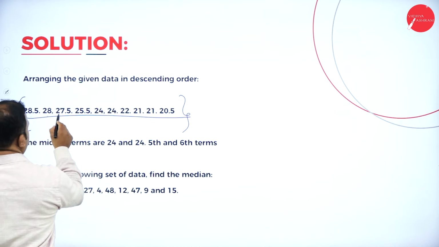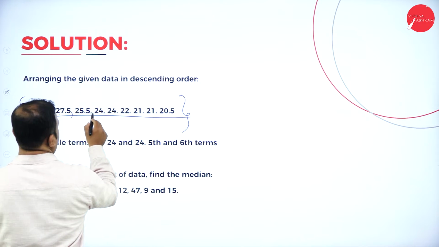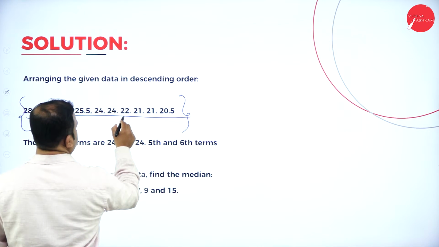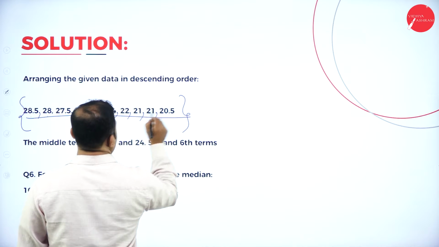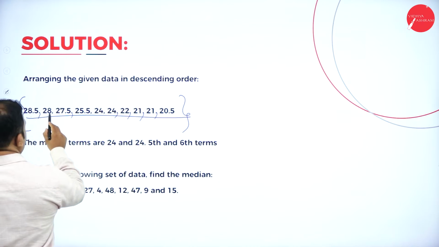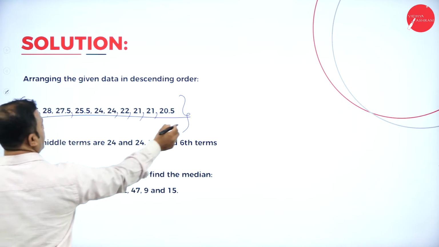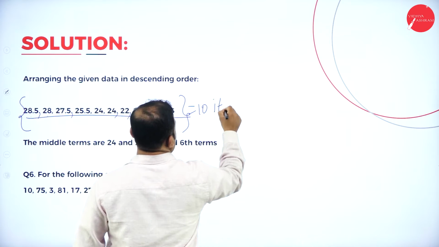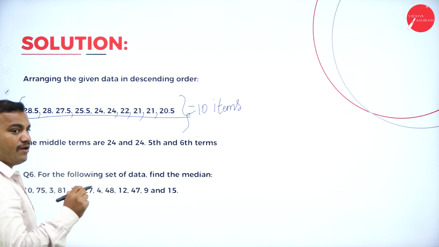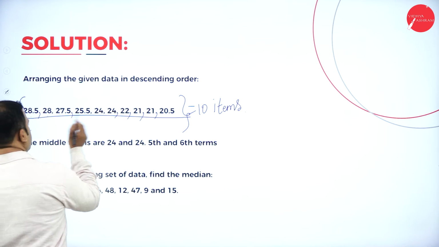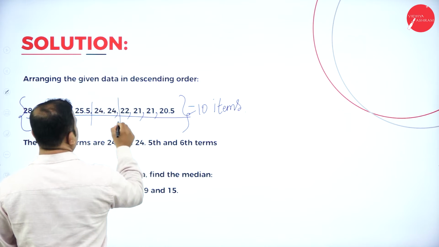So we have 1, 2, 3, 4, 5, 6, 7, 8, 9, 10. So we have 10 items here. We have an even number of items. So 1, 2, 3, 4 on each side, and we will be left with 2 items.